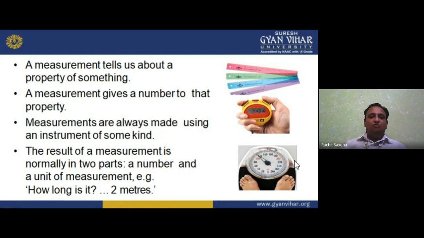So measurements are always made using an instrument of some kind. The result of a measurement is normally in two parts: a number and a unit of measurement. For example, how long is it? It is 2 meters. 2 is the number and meters is the unit. So a number and a unit of measurement, two things we always get in a measurement.